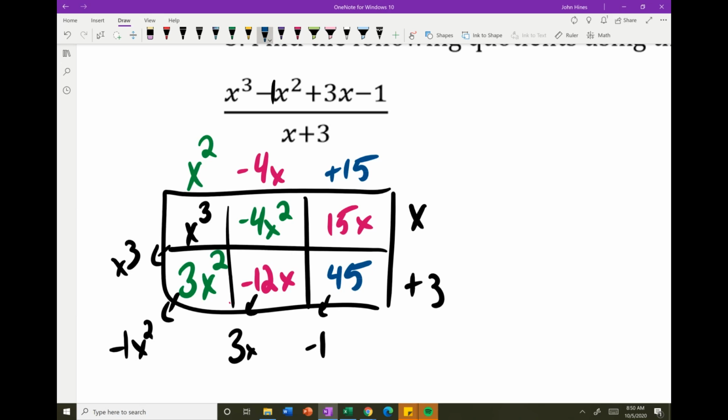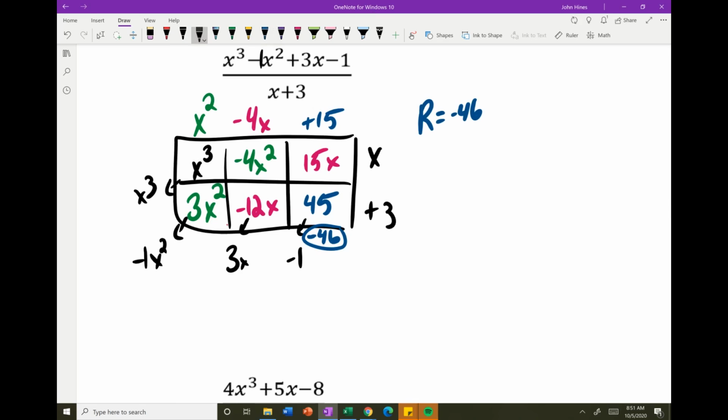So you got to be careful. I'm at 45. How do I get down to negative 1? You got to be careful. A lot of people say 44 here, and that's not right. I need to subtract away 46 as my remainder. 45 minus 46 gives me negative 1. So my remainder is negative 46.